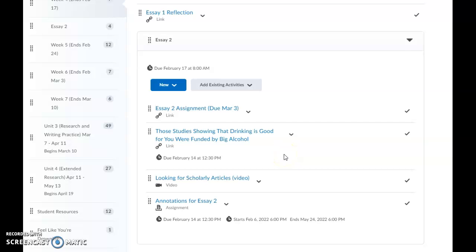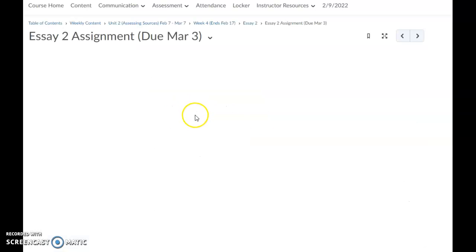Now, we're at that point going to get into Essay number 2. So there are a few different pieces here. There is an article here that I would like you to take a look at called Those Studies Showing That Drinking Is Good for You Were Funded by Big Alcohol. I want you to read that article, because it plays into the Essay 2 assignment. Let's go ahead and take a look at that essay assignment real quick here. And we'll come back and look at the other 2 pieces.